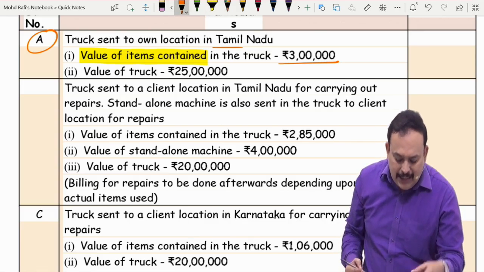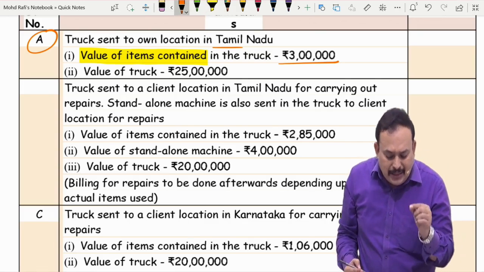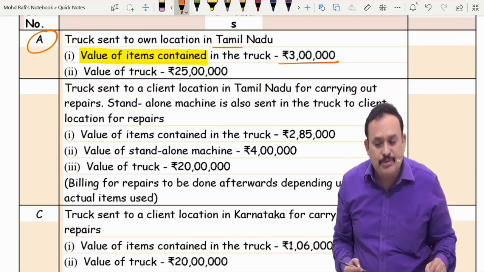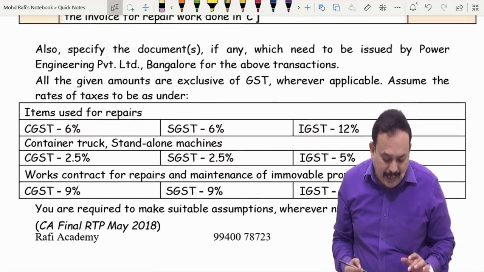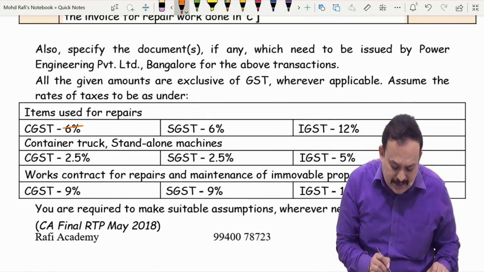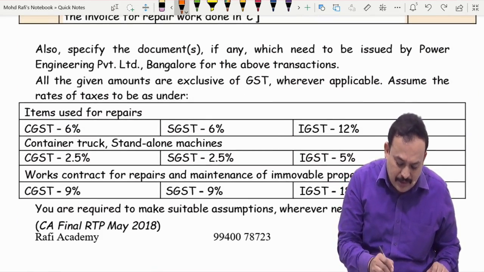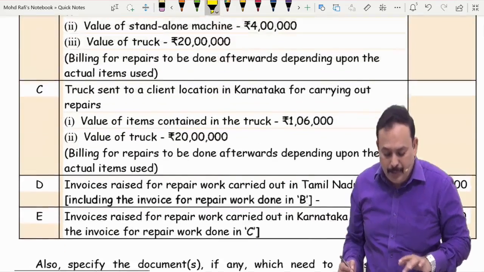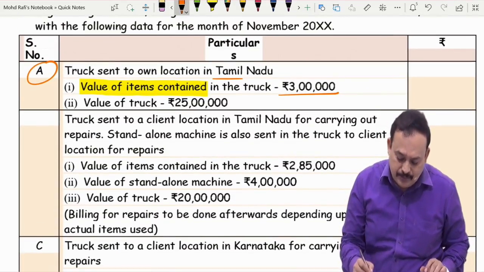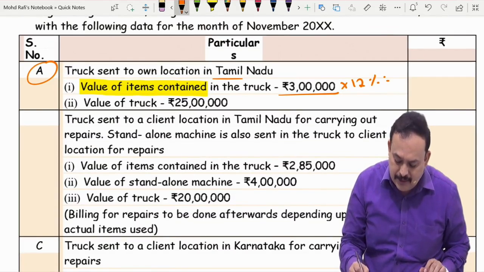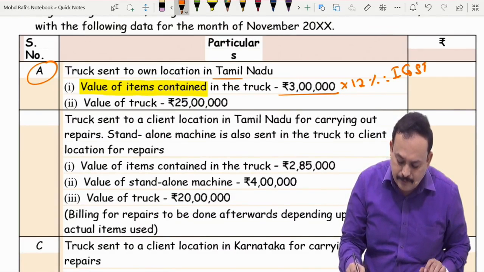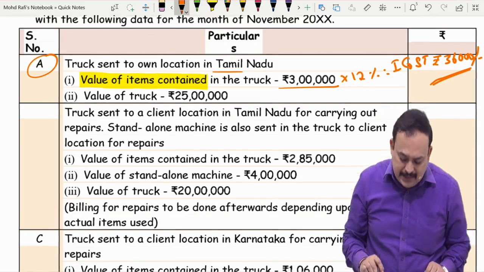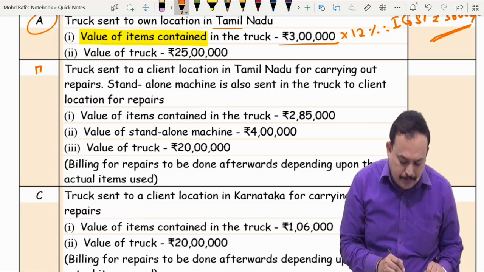So here, what is the GST applicable for the given case? Items are considered at 6% CGST, 6% SGST, and IGST 12%. Interstate branch transfer attracts IGST. What rate applicable here? 12%. On 3 lakh, 12%. How much comes? IGST rupees 36,000. Is it clear?